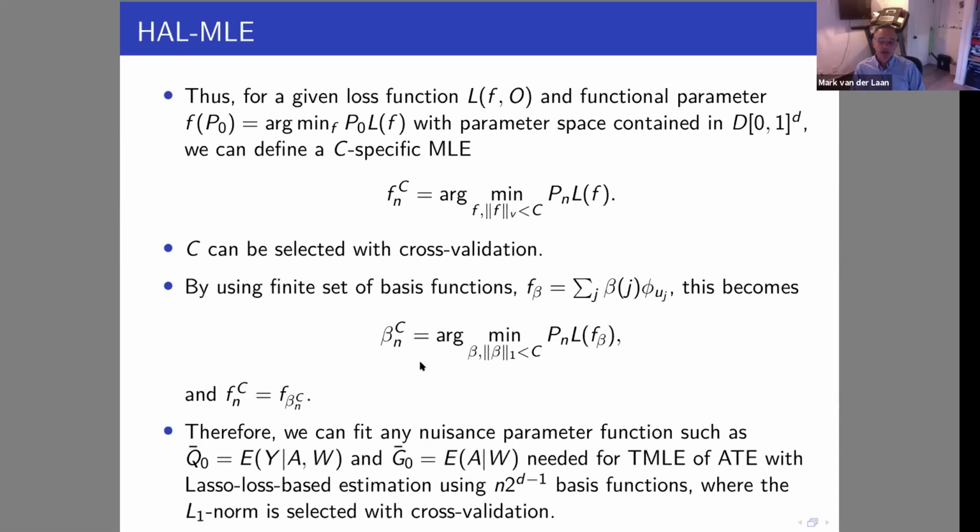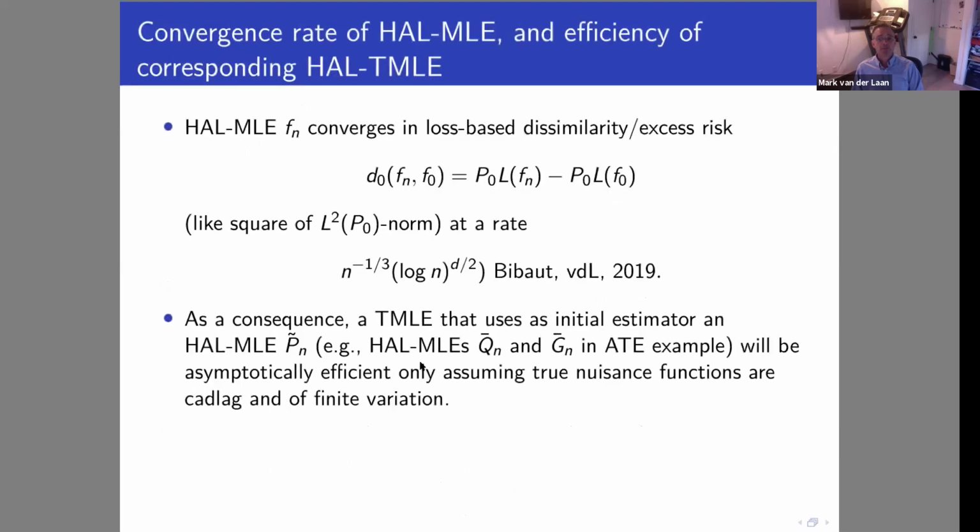So it's really like the regular glmnet, right? That's in fact the function we often use to program these things for all kinds of functional parameters. It just happens to be with a lot of basis functions. Now, for example, we can fit the nuisance parameters for the average treatment effect problem, like the conditional probability of death as a function of the treatment and the covariates, and the propensity score. We can fit them all with this highly adaptive lasso regression with n times 2 to the power d basis functions, and then choose the L1 norm with cross-validation.